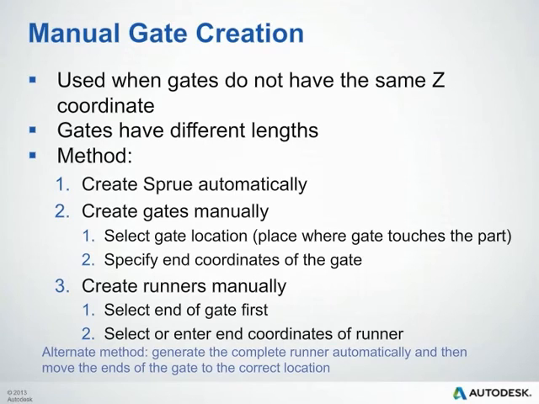If you find that your gates do not have the same z-coordinate, or maybe they have varying lengths, it's not going to be very easy to model this using the runner system wizard. So, what we would typically do is model this manually. A typical method might be to create your sprue using the wizard, and then create your gates manually. From there, you can create your runners manually, which would connect your sprue to your gates.